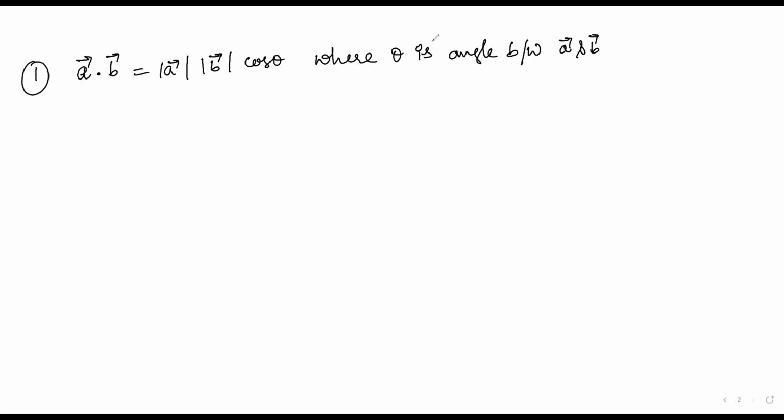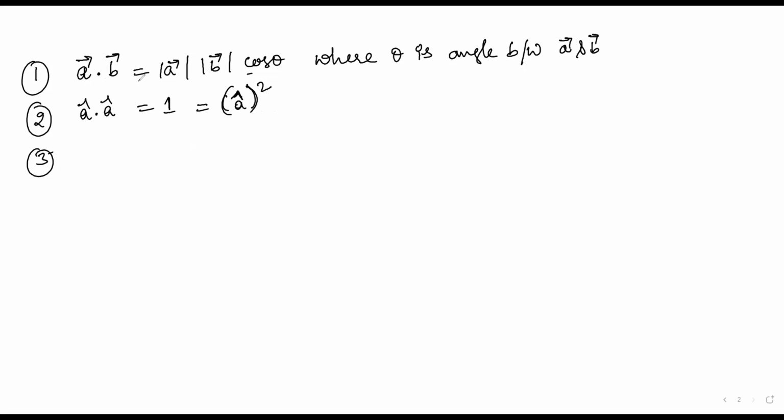The next thing is a cap dot a cap, which I told you. The angle between them is 0 degrees, therefore mod a cap is 1. So we say a cap whole square. Whenever we say whole square, it refers to the dot product, not the cross product.